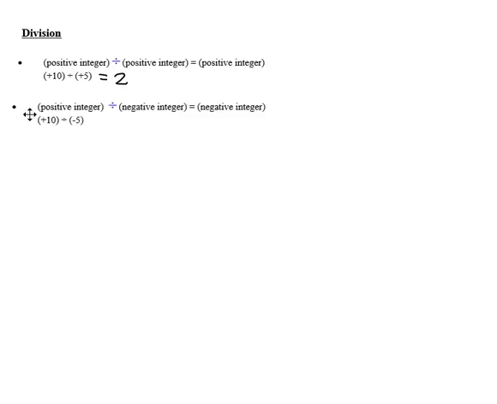If I have a positive integer divided by a negative integer, my result is going to be negative. Positive divided by a negative will be negative. 10 divided by 5 is 2.